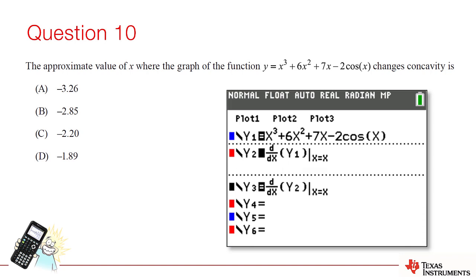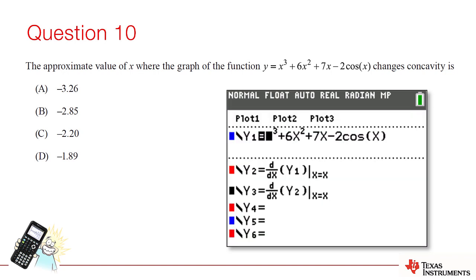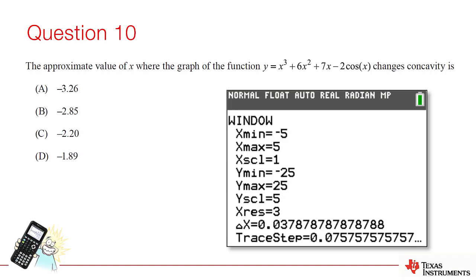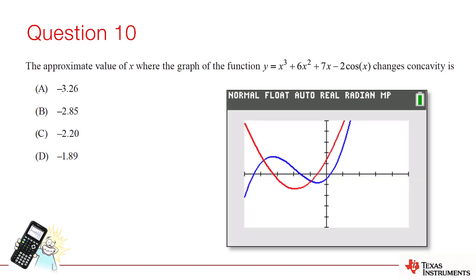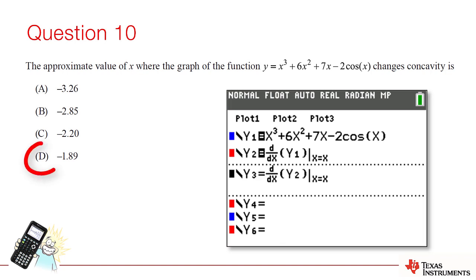If you graph the original function, we can see that this change occurs somewhere between -3 and -1, but there are three options available here. So let's check out the derivative. Now we can clearly see where the derivative is decreasing and where it is increasing. The turning point represents this transition. We can easily locate turning points using the trace option. Our solution is x equals -1.89, which corresponds to option D.